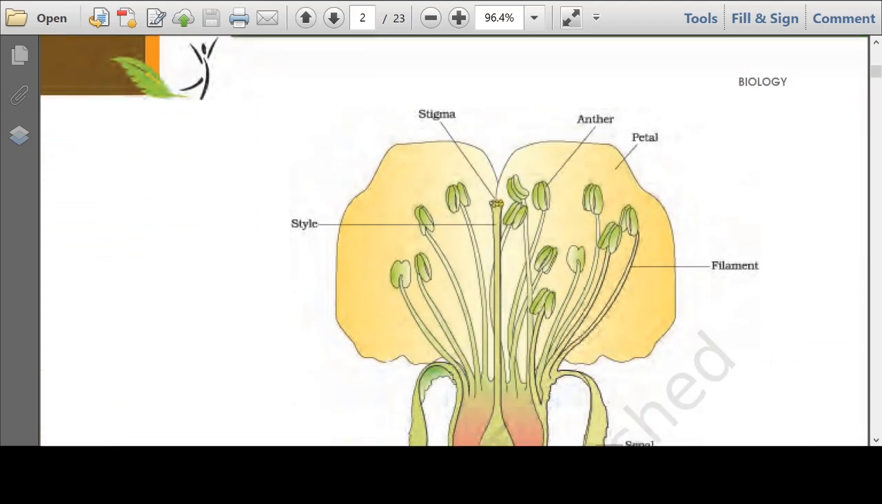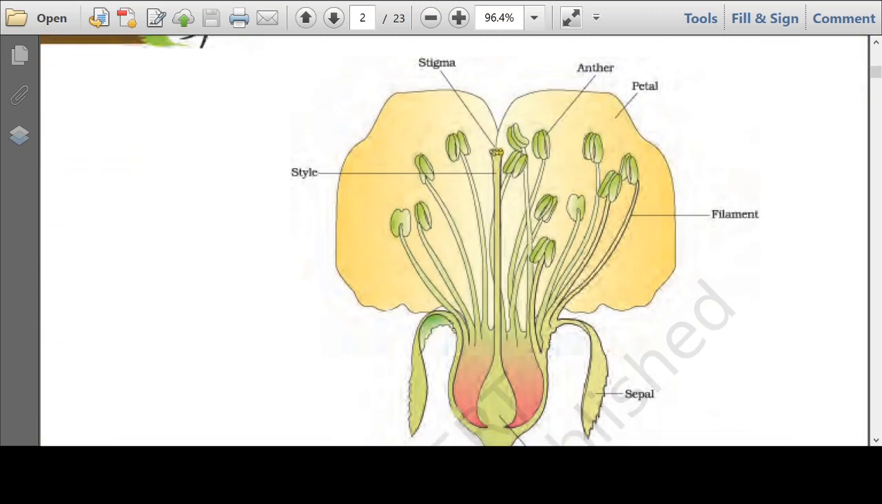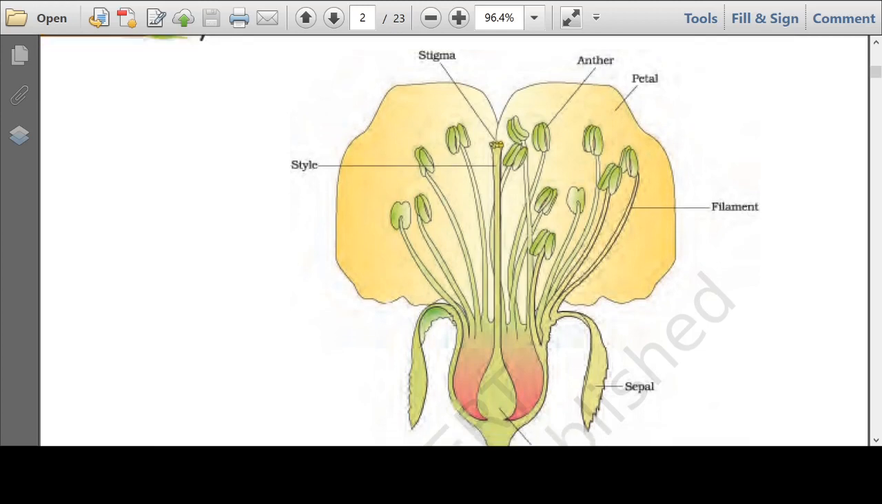This diagram represents the structure of a bisexual flower. I hope you all know this very simple diagram. We have dealt with these labelings and structures in class 11, so I'll be skipping this section very fast.